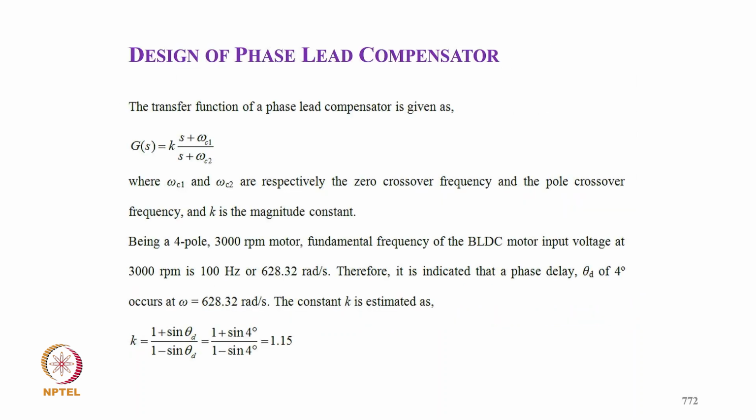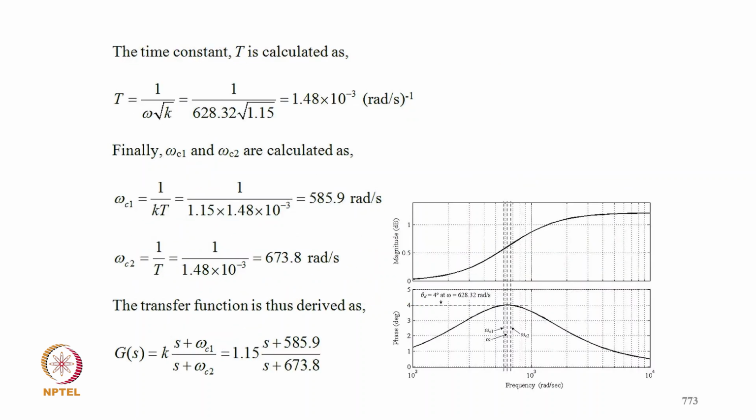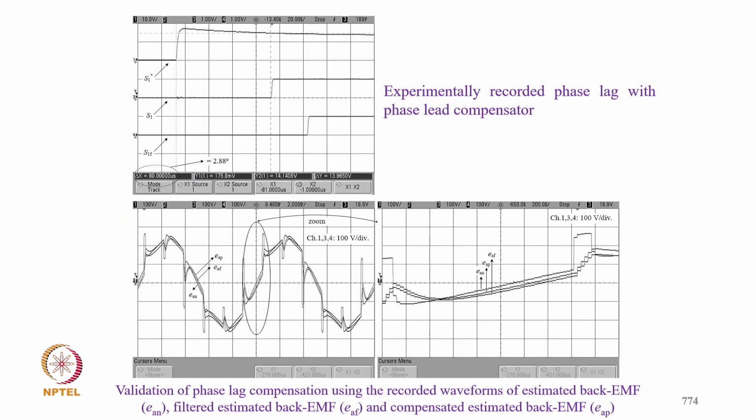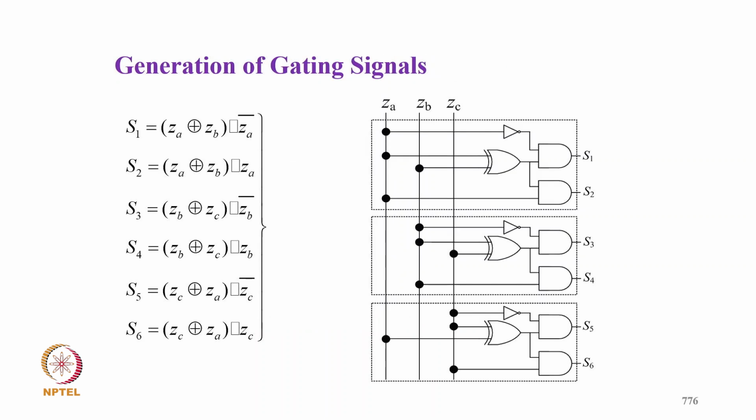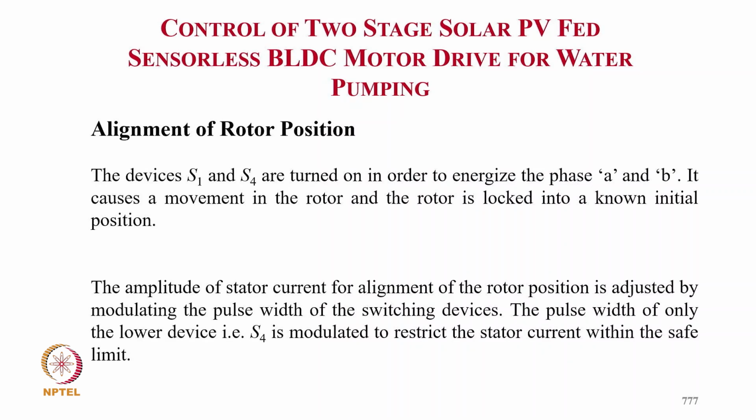So coming to the design of the phase lead compensator, we have to use it for delay compensation. This is the transfer function of the lead compensator, and these are the selected gains, and this is the Bode plot of the lead compensator. These show how the back EMF signals are filtered and delay compensated, and how the commutation signals Z1, Z2 are generated from this back EMF, and then the switching signals generated from this logic for all 6 devices of the inverter.